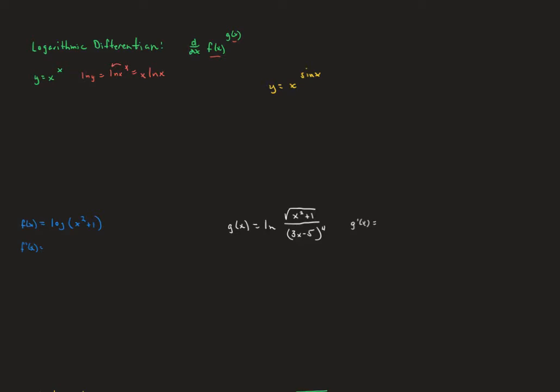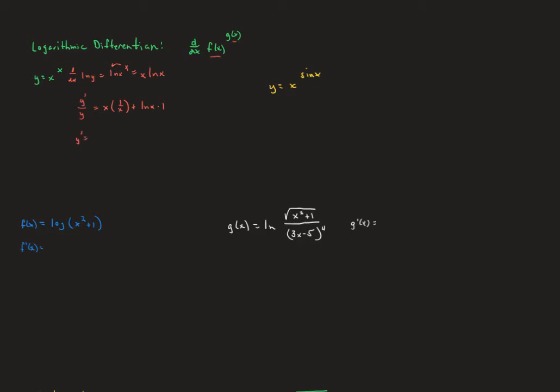Then we're going to do implicit differentiation. So the derivative of natural log of y is 1 over y times y prime, or y prime over y. And the derivative of x natural log x is going to be a product rule. So that's going to be the first, x, times the derivative of natural log x, which is 1 over x, plus the second, natural log x, times the derivative of the first, which is just 1.